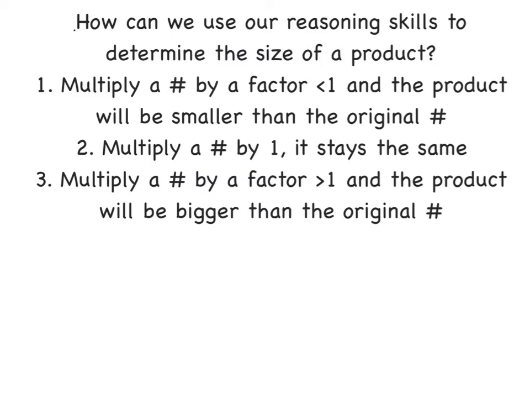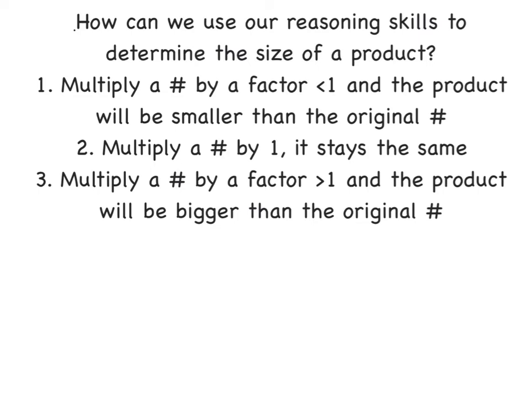There are three basic rules that we will discuss in order to help us use these reasoning skills to determine the size of a product. The first rule is that if you're multiplying a number by something less than 1, the product will be less than that original number. The second rule says that if you multiply a number by 1, it stays the same because anything times 1 is itself. And finally, if we multiply a number by a factor greater than 1, the product will be bigger than the number we started with.